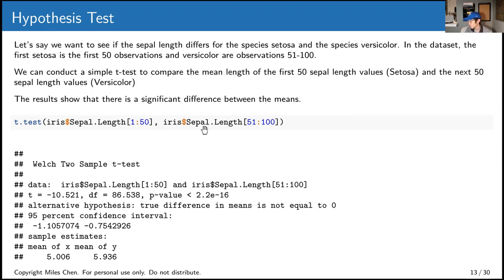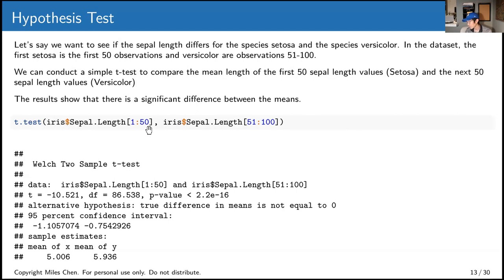Okay, so let's say we wanted to see if the sepal length differs for the species setosa and versicolor. In the data set, the first 50 are setosa, and then versicolor is 51 through 100. And so we can conduct a simple t-test to compare the mean sepal length of the first 50 values, setosa, versus the mean sepal length for versicolor. So I can just take iris$Sepal.Length, the first 50 values. This is going to form sample 1. And then we do iris$Sepal.Length, 51 through 100. These are the observations that correspond to versicolor.